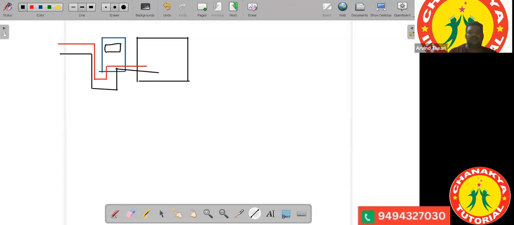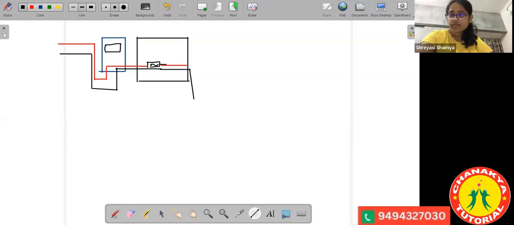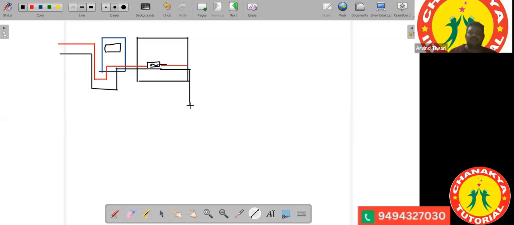Here you will have a device, that's the fuse. And then you can have different devices being attached. So how are those devices connected? In series or in parallel? How do we connect all the devices? Parallel, sir. Yes, all the devices are connected in parallel.